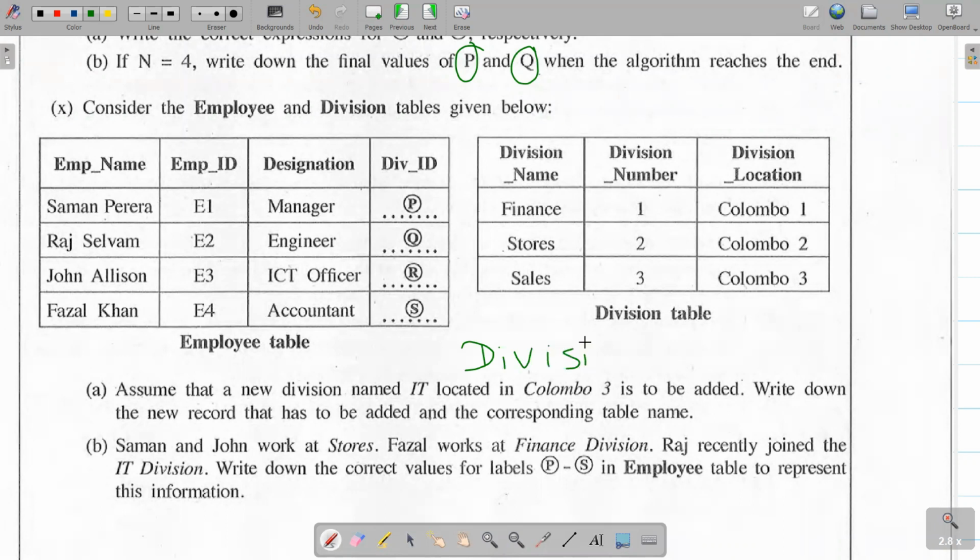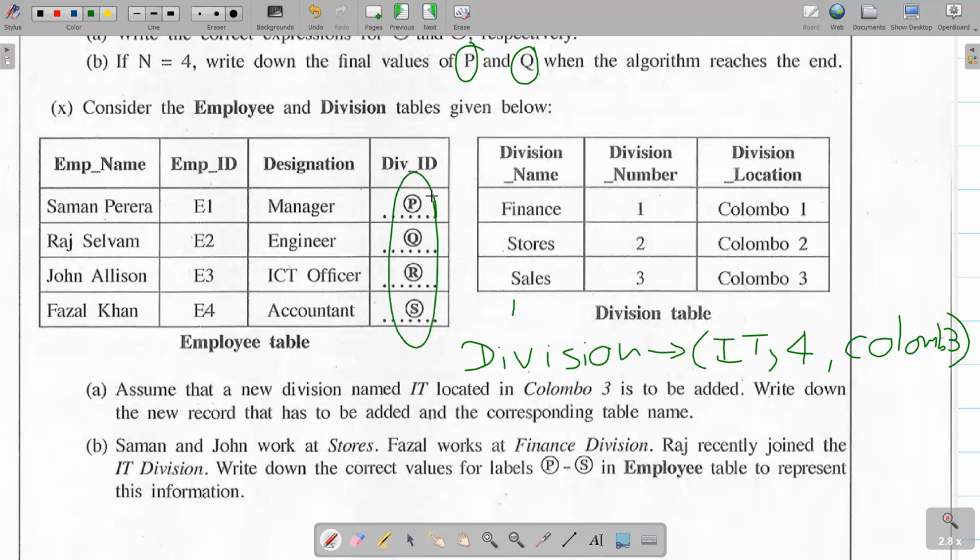And how the new record is going to be added. So you can write it like this: IT, comma, division number is 4. The location is Colombo 3. Right? And part B is saying Saman and John work at stores. They're asking you to complete the PQRS labels, right? So Saman and John work at stores.